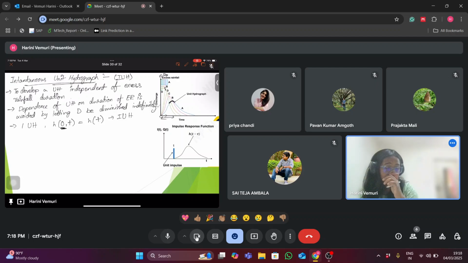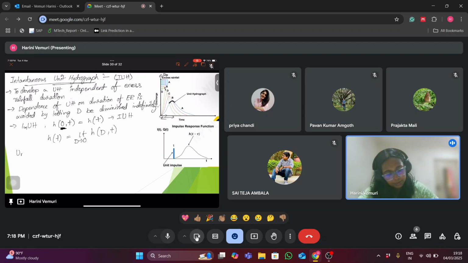Here what we are doing is 1 centimeter of excess rainfall in a unit hydrograph, right? If it is occurring for zero duration, since we cannot see it occurring for zero duration, we will limit t tends to 0, h of d comma t. Okay.